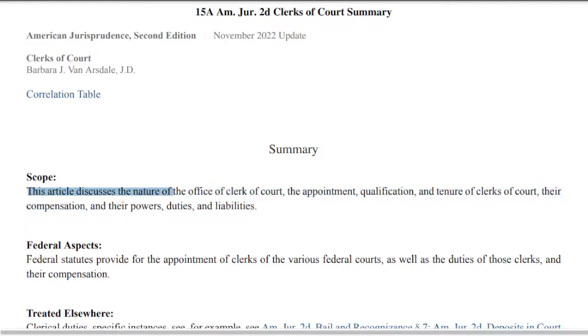The scope of this article discusses the nature of the office of Clerk of Court, the appointment, qualification, and tenure of clerks of court, their compensation, and their powers, duties, and liabilities. So we're going to go over the nature of the office. We're going to figure out how the clerk of court is appointed. We're going to look at what their qualifications must be for different courts, and the tenure of the clerk of courts, and their compensation. And then we'll look at their powers, duties, and liabilities.